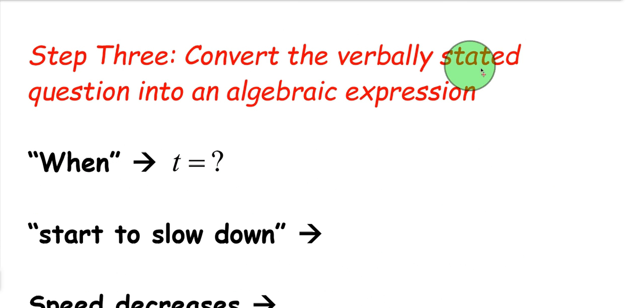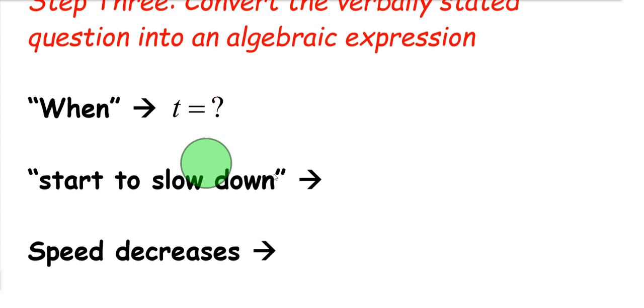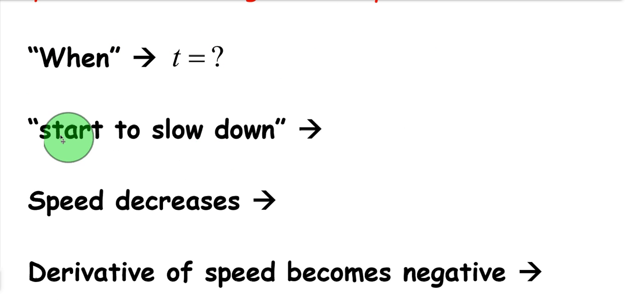Step 3, we want to convert the verbally stated question into an algebraic expression. In the question it said, when does it start to slow down? So we want to figure out some t value. Next, this one's a little bit trickier. Start to slow down, what does that mean? That means the speed is decreasing, right? At what point does the speed begin to decrease?